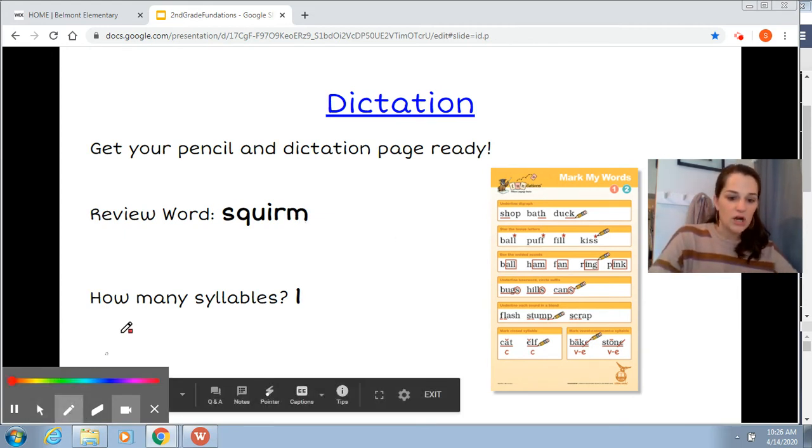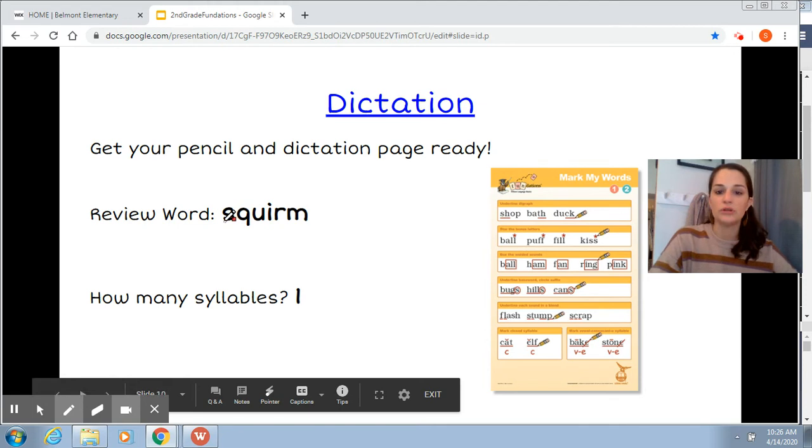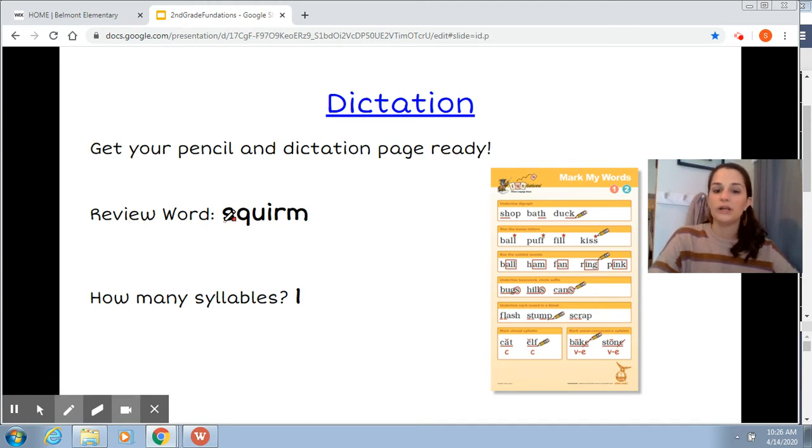Remember, when we mark our R-controlled vowels, we would mark them as we would any other syllable, where we would scoop that syllable, squirm, and we would mark it with the type of syllable it is. In this case, because we have that R-controlled vowel, which we would circle, you would mark it with an R. This is an R-controlled syllable.